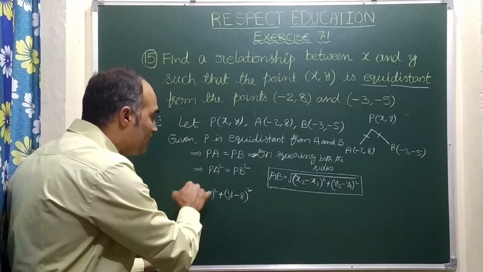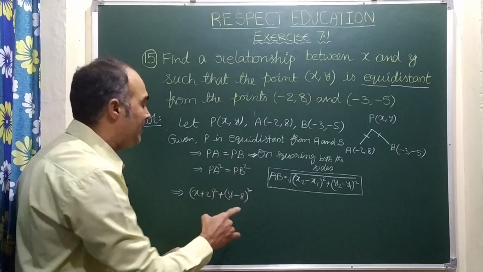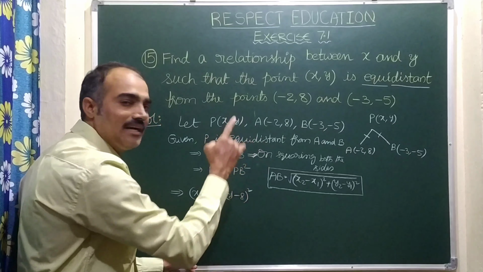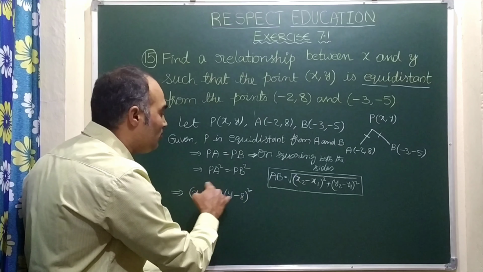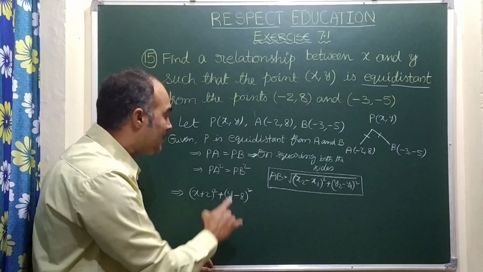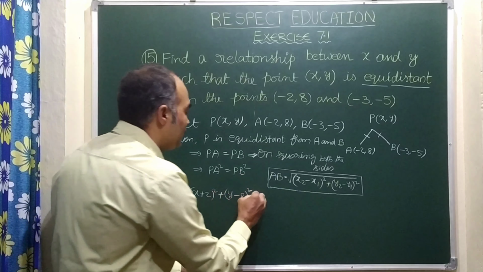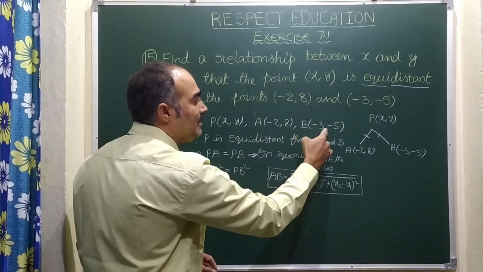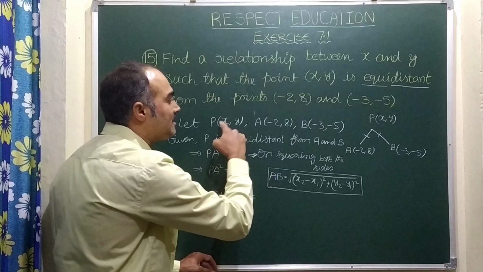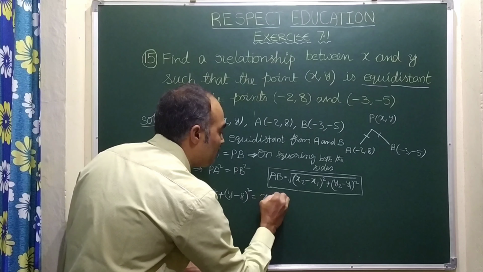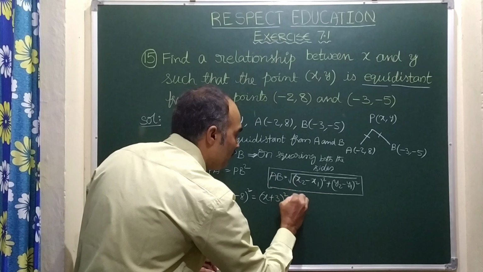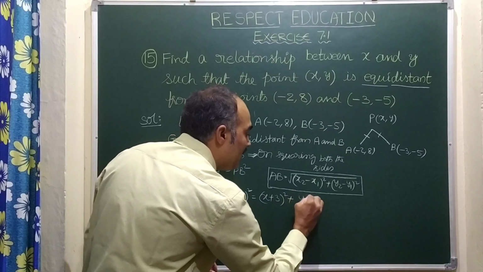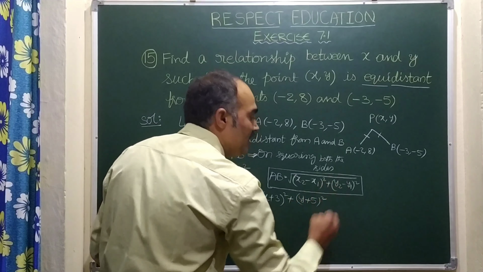Now do we need to keep the square root here? No need, because here we have done the square, so the square root and the square get cancelled. So here we need not maintain the square root. For that purpose we made the square also. So now the distance between P(x, y) and B(-3, -5): x minus of minus 3 means (x + 3) whole square plus y minus of minus 5 means (y + 5) whole square, right?